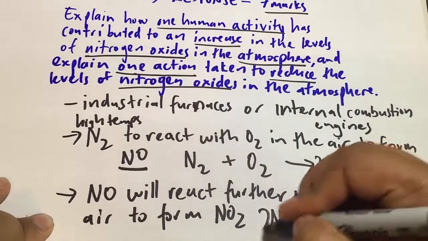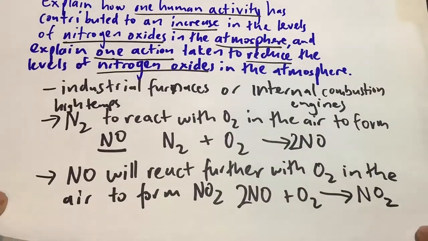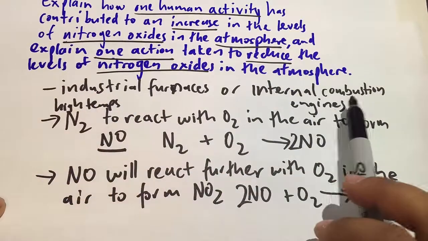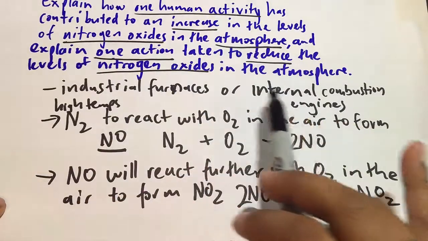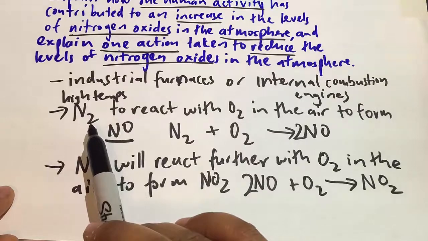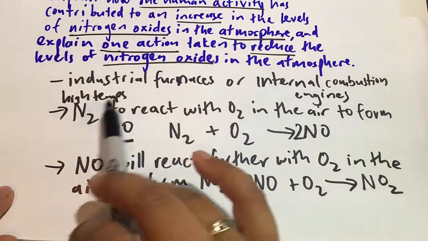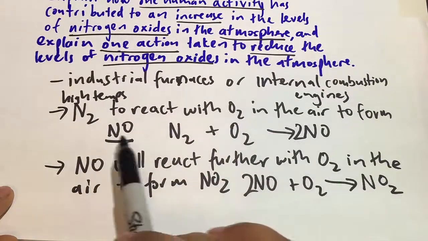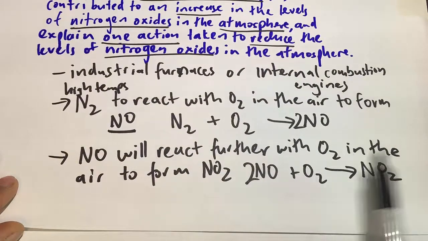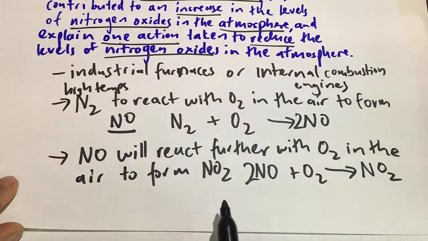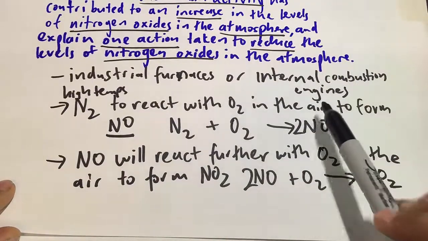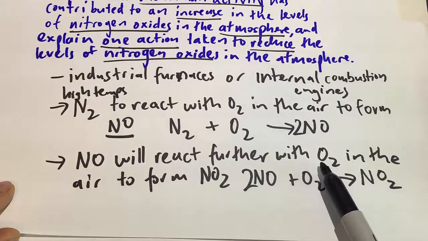And balancing it out. So we've started off with saying, okay, one mark for saying industrial furnaces or internal combustion engines are that human activity that's causing it. Another mark for saying that you're getting nitrogen reacting with oxygen in those high temperature environments to form NO. And then another mark for saying that that NO will react further with oxygen in the air to form NO2, and putting that equation with it. So we've got at least 1, 2, 3 marks there.